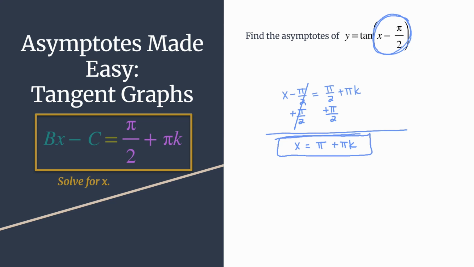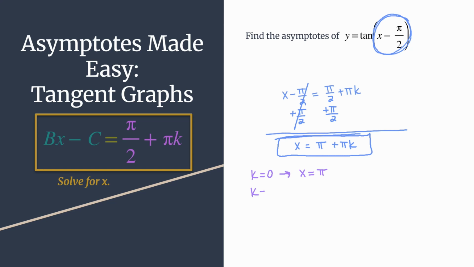I will walk you through substituting in a couple different integers for k in case you want to see that. So the first easy one, k is 0. That will give you the asymptote when x equals pi. You just plug in k equals 0. All right, so that gets you one asymptote.